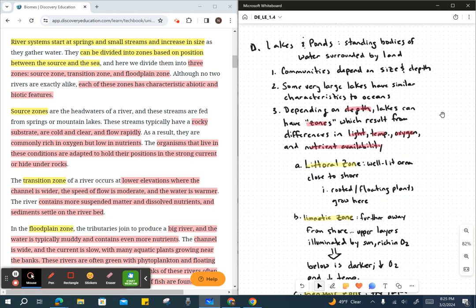Now, we also talk about vertical stratification, especially when you get to deep bodies of water. So when you have very deep lakes, we might talk about zones, and these zones are going to vary. They vary in the amount of oxygen, they vary in the temperature. We talk about thermoclines, we talk about the differences in light, and also the amount of nutrition that's available.